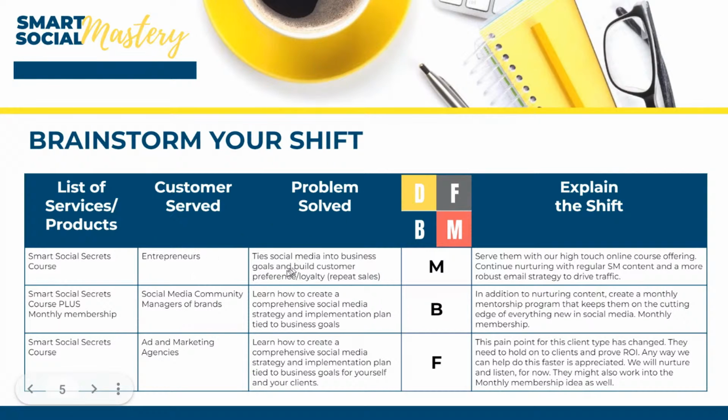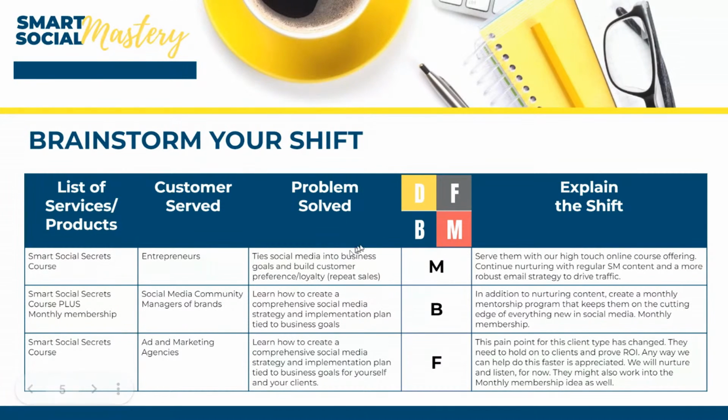And then the problem solved is the next thing you want to talk about. So if you have this service and you're serving this customer, what problem is it that you're solving for them? And put that here. And then you can do the same thing with all of your services just down the line, and broadly. If you have tons and tons of services, put them in broad buckets, okay? Don't do each product you have. Put them into buckets, maybe by customer served, right?